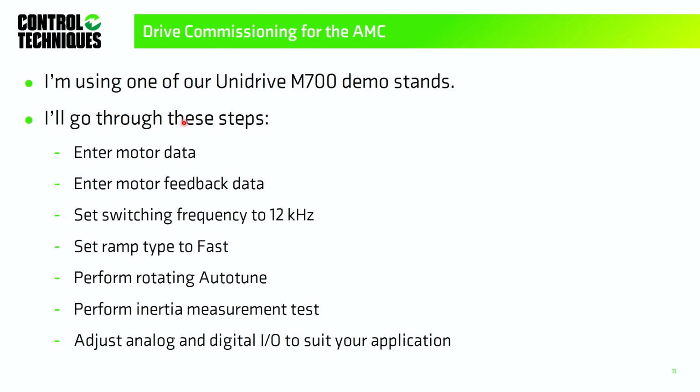So I'm going to go through these steps: motor data, feedback data. This is often overlooked, and for good reason, because we don't make a big deal out of it unless you happen to read the motor installation manual. But when you're using permanent magnet motors in servo mode, the switching frequency should ideally be set to 12 kilohertz. So I'm going to do that. Another thing that's easily overlooked is the ramp type. So when I'm using a permanent magnet motor in servo mode, I'm going to set the ramp type to fast, and then I'm going to perform my tunes, and then adjust the I/O.